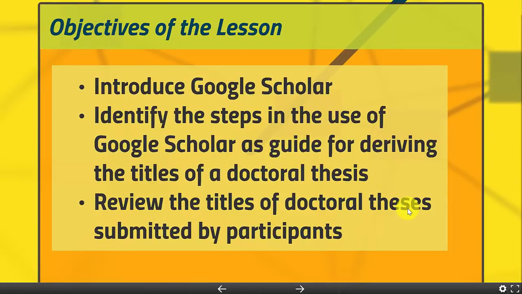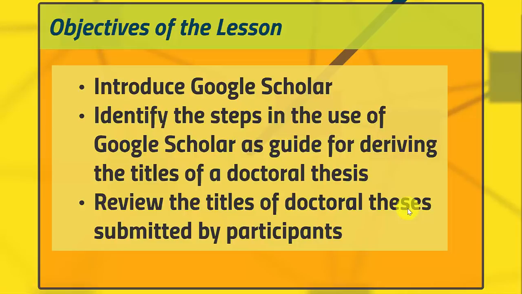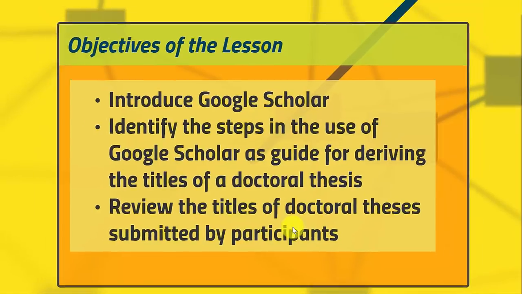So what are the objectives of this lesson 2, part 2? We're going to introduce Google Scholar. That's the first thing we'll do. And the next thing will be we look at the steps in the use of Google Scholar as a guide for deriving the titles of our doctoral thesis. We're going to go step by step here, and it's going to be practical. The last thing we'll do in this lesson is that you all have submitted, or most of you have submitted, the proposed titles of your doctoral thesis. So we're going to review the titles that you have submitted.